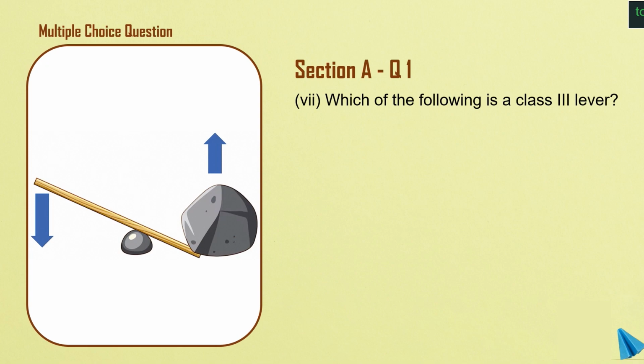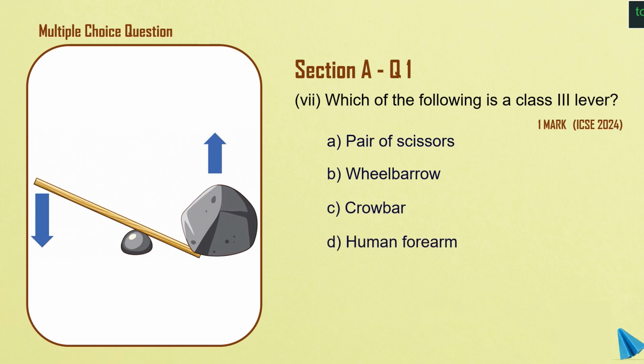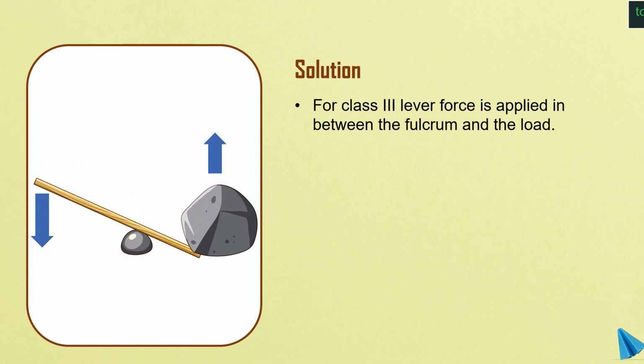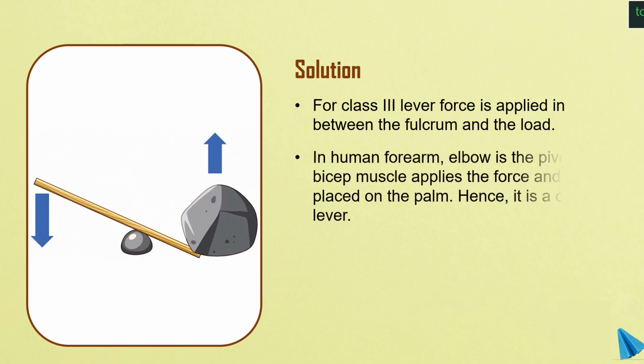Which of the following is the class 3 lever? Pair of scissors, wheelbarrow, crowbar, human forearm. So the answer to this is, for class 3 lever, force is applied in between fulcrum and the load. So in human forearm, elbow is the pivot, bicep muscle applies the force and load is placed on the palm. Hence, it is a class 3 lever.